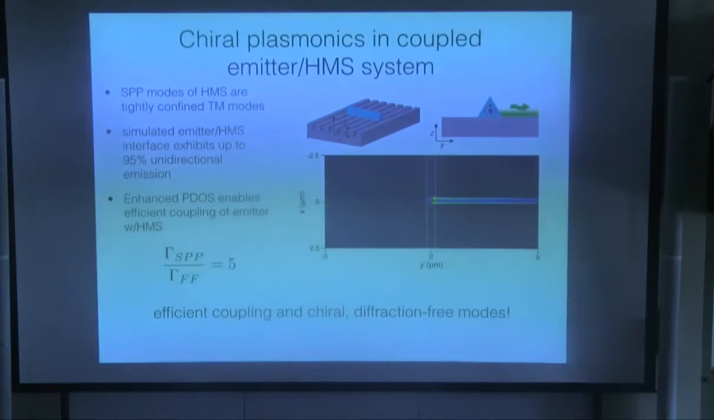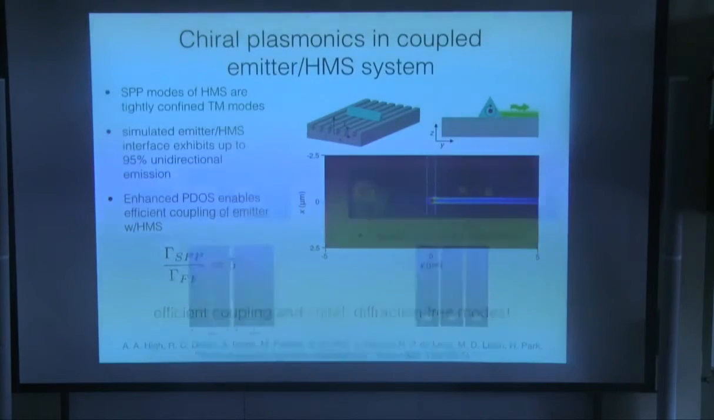And what's nice about this system is that since we're operating with small mode volume plasmons combined with enhanced photonic density of states that comes from the metasurface, we can get relatively efficient coupling of the emitter with the metasurface, even in the absence of a resonator. For instance, based on these simulations, we can get a ratio of emission into these surface plasmons versus far field emission on the order of 5. So it could be a very nice platform for studying these chiral effects, to complement these other systems. Okay, so with that, I'll just conclude.